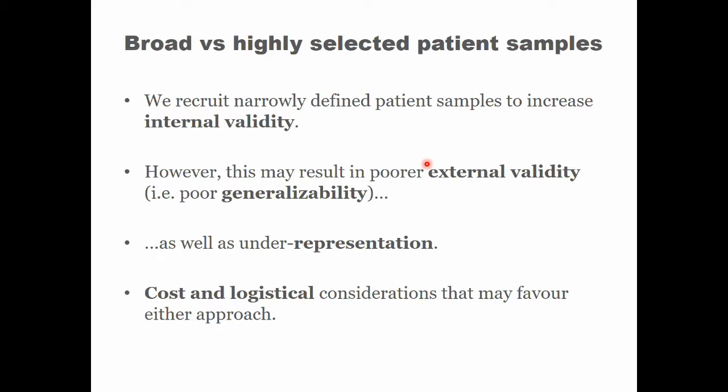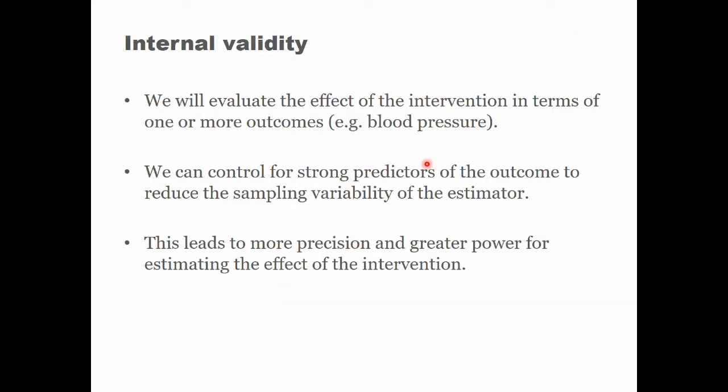So first we're going to talk about internal validity. And let's just say that we're going to evaluate the effect of an intervention in terms of some outcomes, right? So it could be blood pressure, for example. And we know that variability in blood pressure is going to be related to all kinds of patient characteristics, right? It's going to be related to their overall body size, their sex, their age, and so forth. So there are predictors of variability in blood pressure.